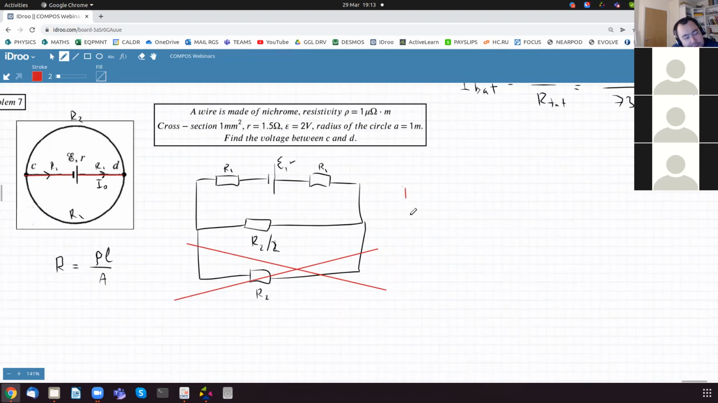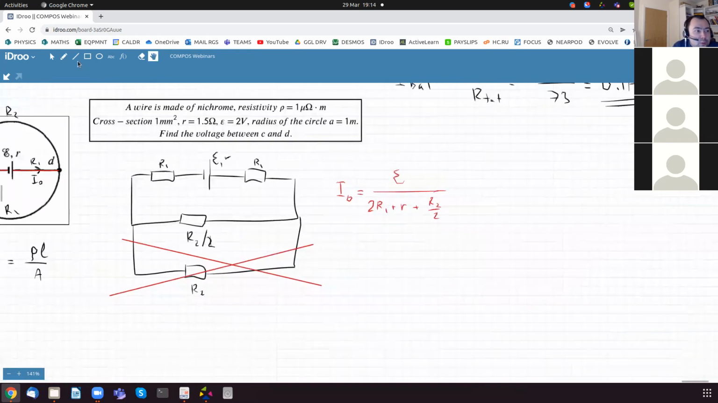And all I need now is to find the voltage. But first we need the current. Let it be I0, which is the EMF divided by the total resistance of the circuit. The total resistance consists of a few things. It's going to be R1 plus the internal resistance plus another R1, and plus R2 over 2. And that's all we need, basically.